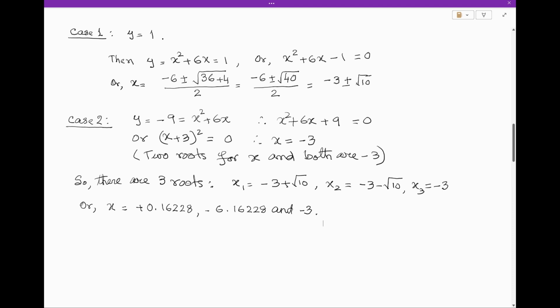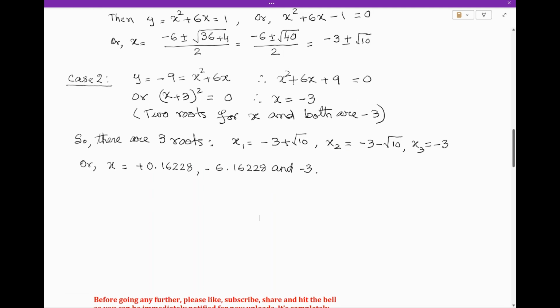In the second case, y is equal to minus 9, or x squared plus 6x is equal to minus 9. Hence, x squared plus 6x plus 9 is equal to 0, or x plus 3 whole squared is equal to 0, because x squared plus 6x plus 9 is x plus 3 whole squared. Therefore, x is equal to minus 3. Note here that because this is a squared term, there are two roots for x and both are coinciding at minus 3.